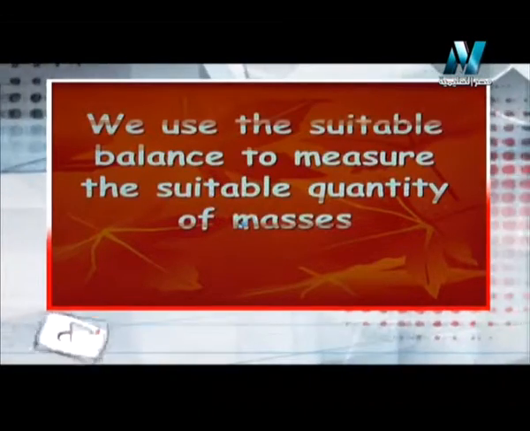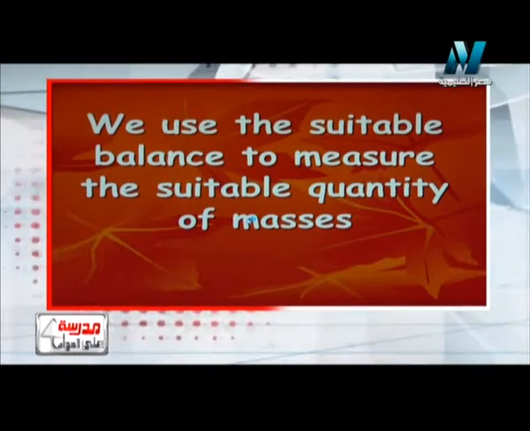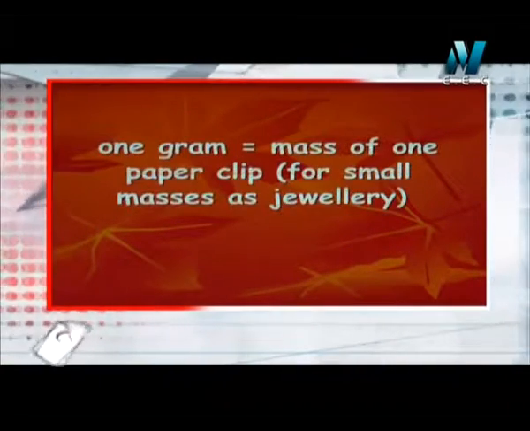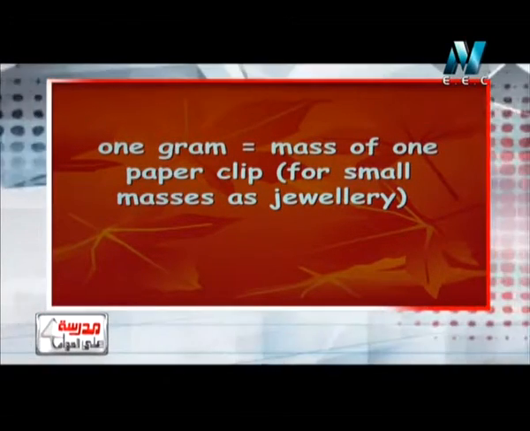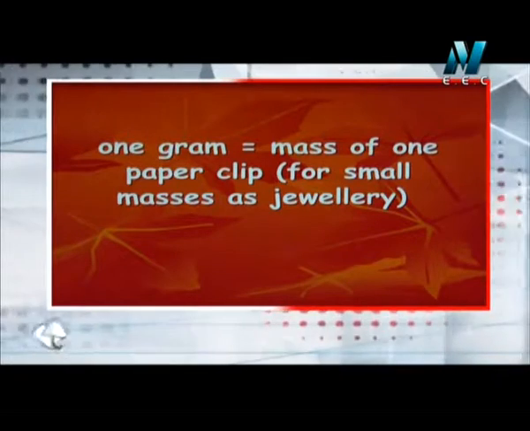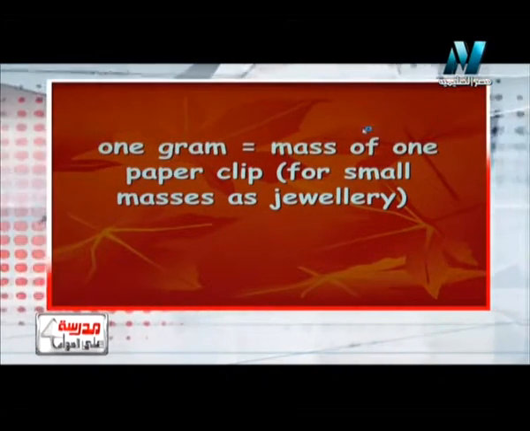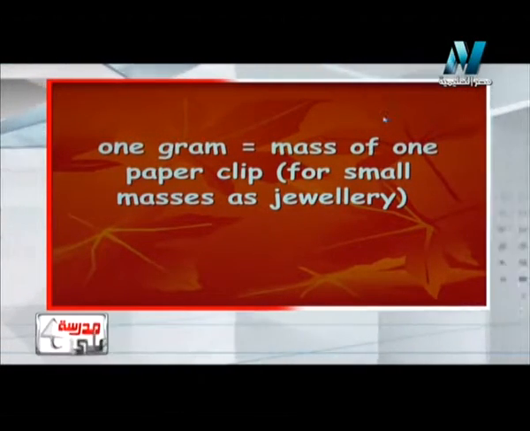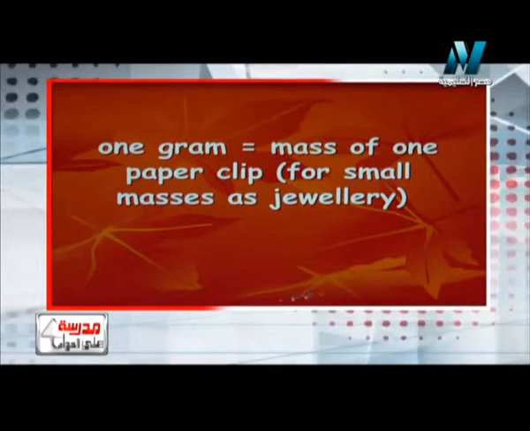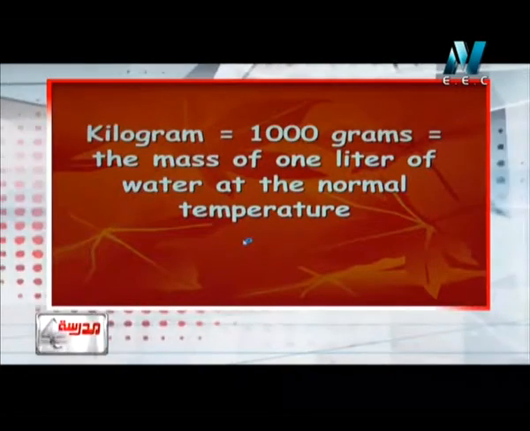Okay, so now we have a nota pena, a very important note. We use the suitable balance to measure the suitable quantity of masses. Okay, another nota pena. What about 1 gram? What is 1 gram, so that I have a sense of it? 1 gram is approximately the mass of 1 paper clip. This is a very, very small mass, such as we use in jewelry. So 1 gram is approximately equal to the mass of 1 paper clip. What about kilogram?